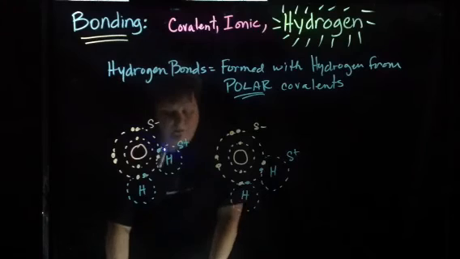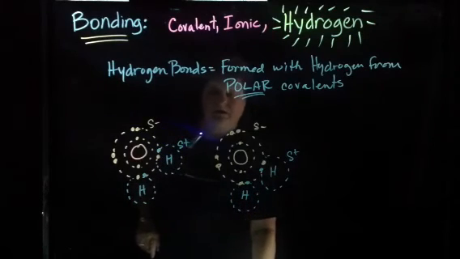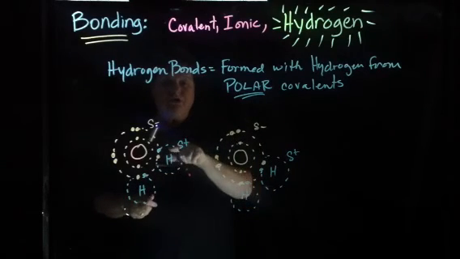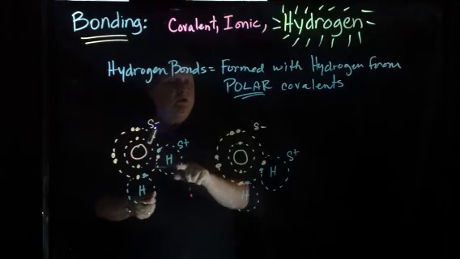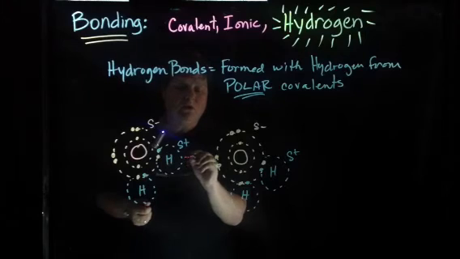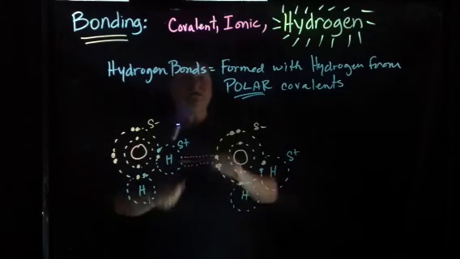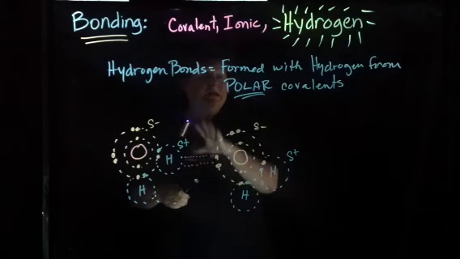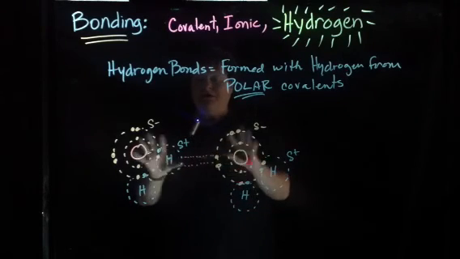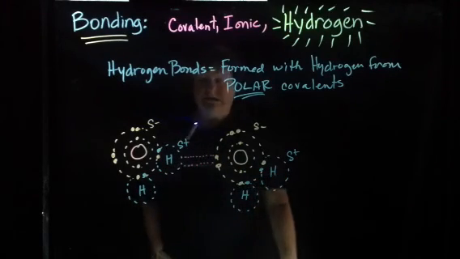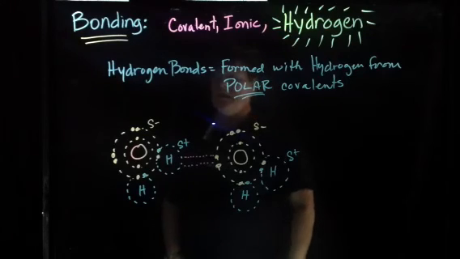Because we have a partial positive charge here on this hydrogen and a partial negative charge here on this oxygen, the hydrogen of one water molecule will be attracted to the oxygen of another water molecule, and we will form hydrogen bonds between the two water molecules, holding them together. Now, these bonds are extremely easily broken, even with just a tiny bit of energy, and they will come apart. So these, again, are the weakest of the bonds that we will be talking about in this class.